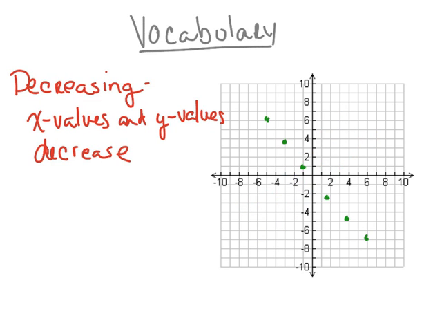Our last term is decreasing. Decreasing is just the opposite of increasing. Here, as the x values increase, the y values are going to decrease. So as the x values get bigger, the y values get smaller. And then when we read the graph, you'll notice here the points are decreasing. When we read the graph from left to right, the graph decreases. So again, decreasing is when the x values increase, the y values decrease.